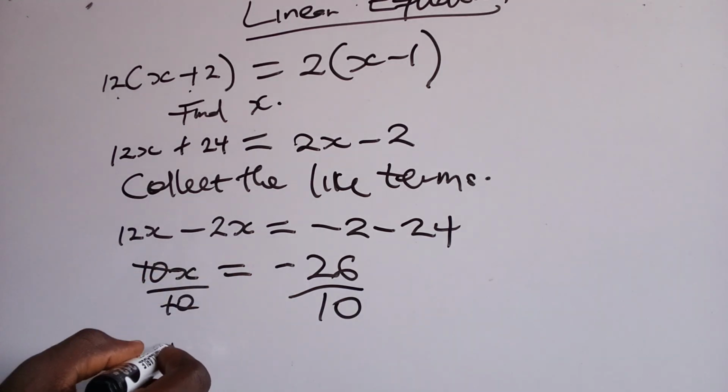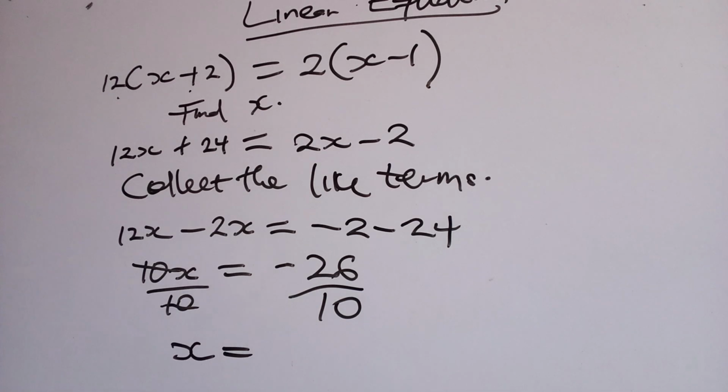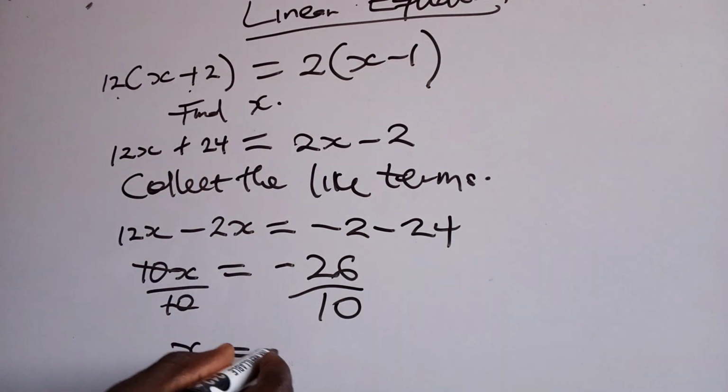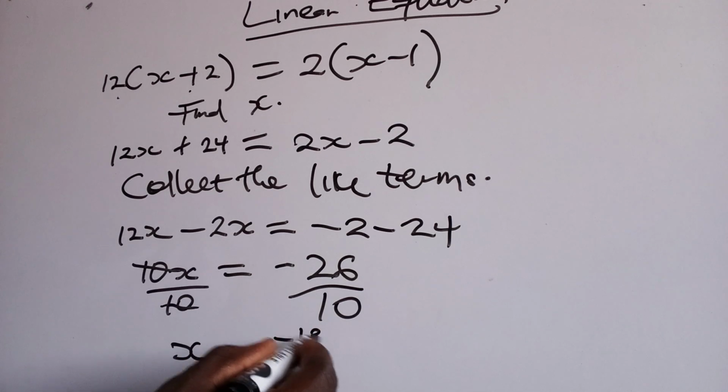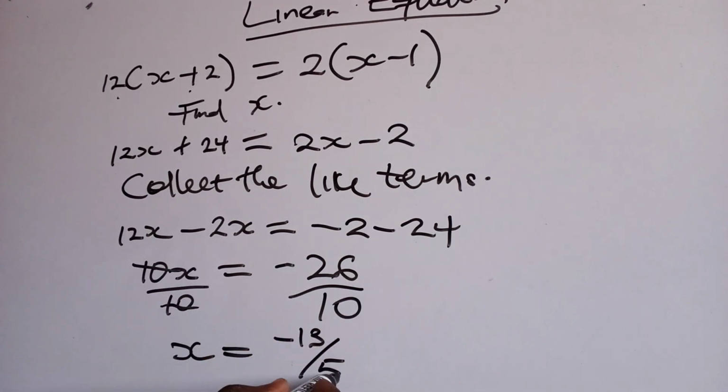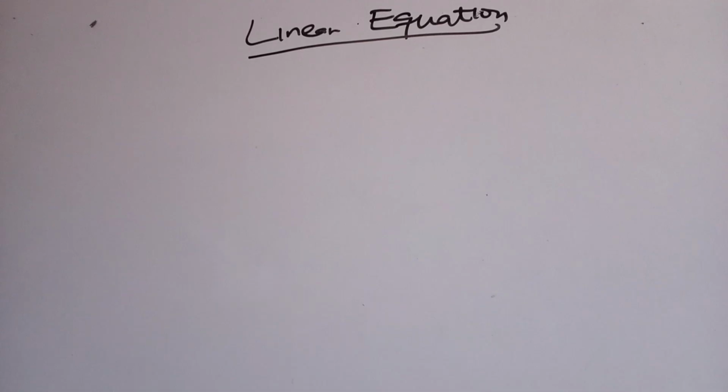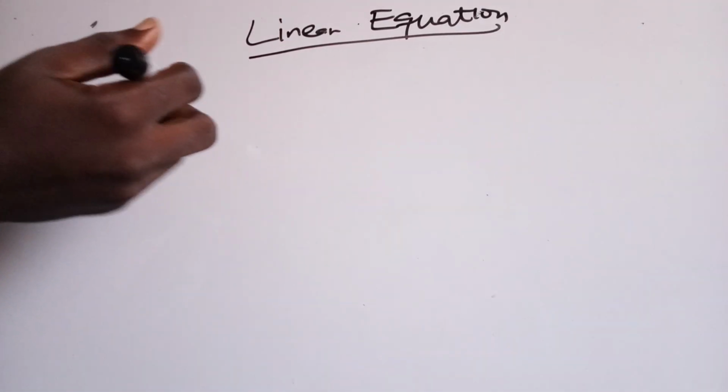So the value of our x will now be equals to minus 13 over 5. Let's see another problem under this same linear equation.